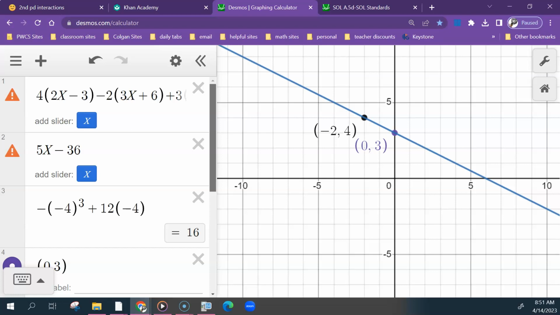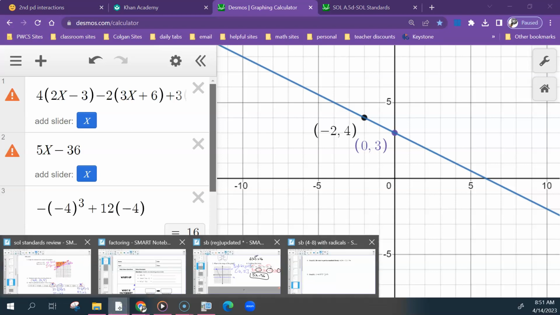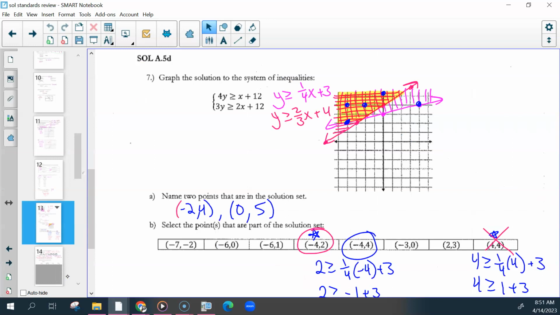Alright, we're going to go through the answers on the SOL sheet, and then we'll talk about how to do those in Desmos. So all of these questions could have been done in Desmos. You could have used Desmos to help you solve them. For 7, I did solve these by dividing everything by 4 for the first one and dividing everything by 3 for the second one. I didn't show that, but I can show it.